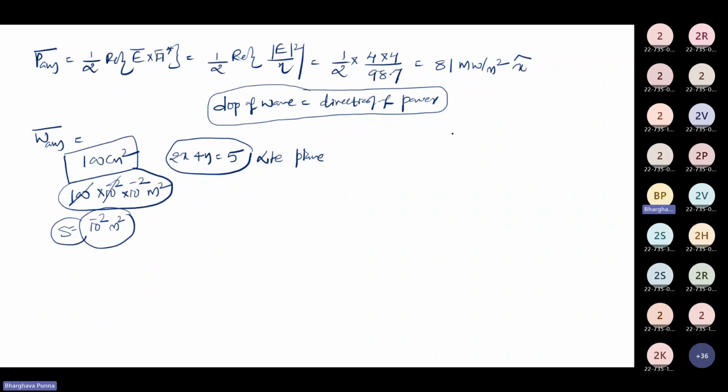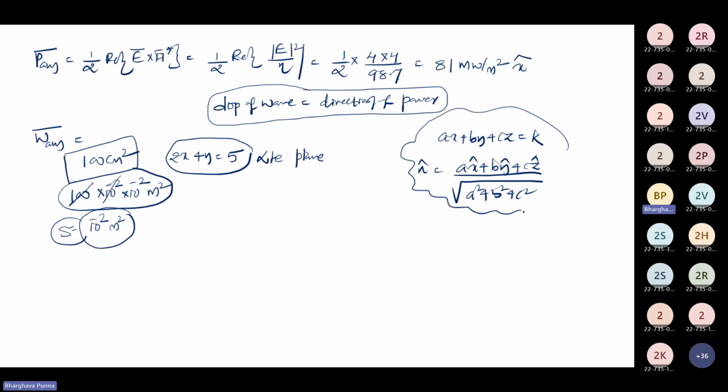From our module 1 onwards, if the surface is ax plus by plus cz is equal to some constant, the surface has a unit vector, that is a normal direction. The normally directed unit vector is given by a x cap plus b y cap plus c z cap by square root of a square plus b square plus c square. This one we have studied in our module 1 only, and recently also we have taken this. So now it is required to use this one because this is a surface.